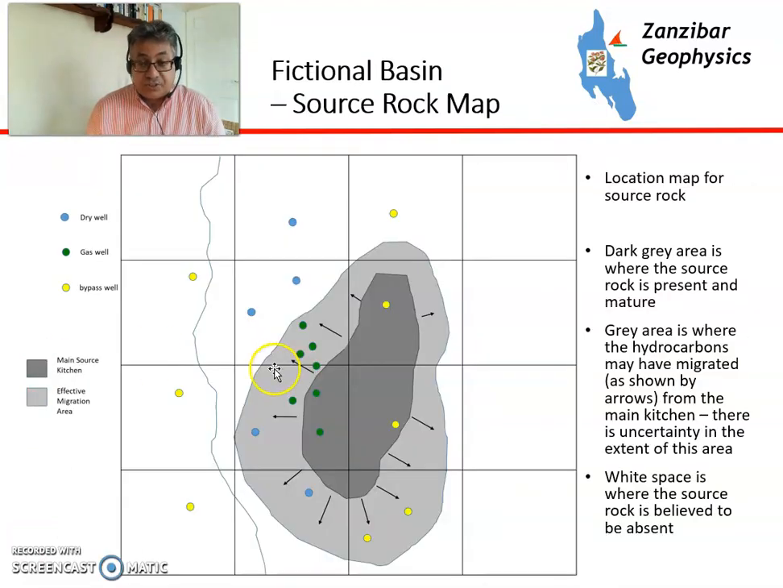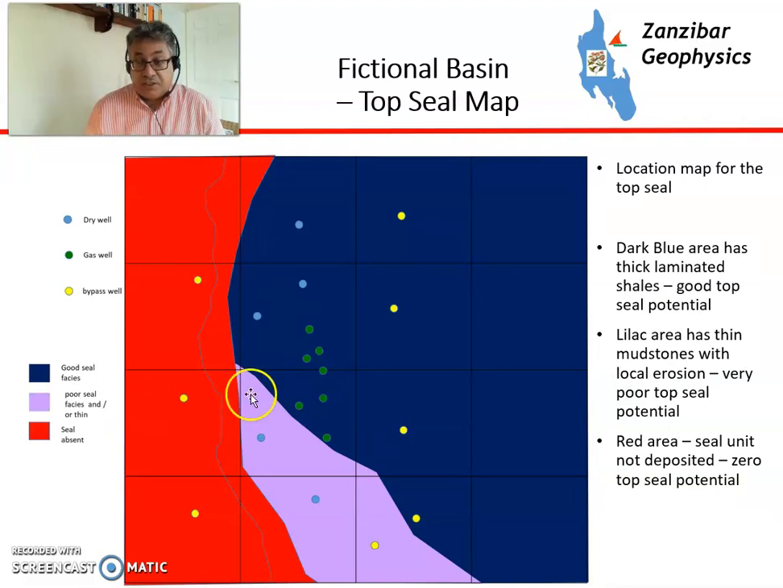Then you're looking at your source kitchen. Now, the source kitchen is underneath the reservoir, from a different formation. Dark grey areas are where the source rock is present, and the light grey area is where you think it might migrate to. This could be based on a basin model. This could be based on something a little bit more simplistic like a spreadsheet model. The basin model is obviously best, but takes a long time and effort to build, but gives you valuable results. And then you're looking at seal potential.